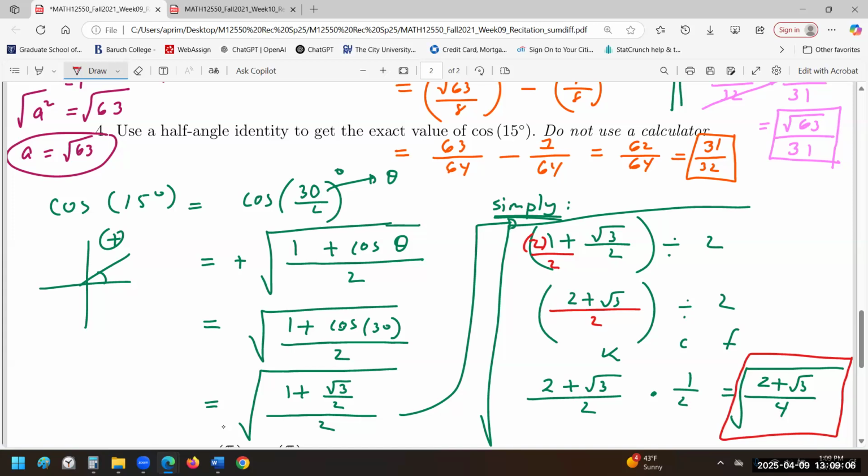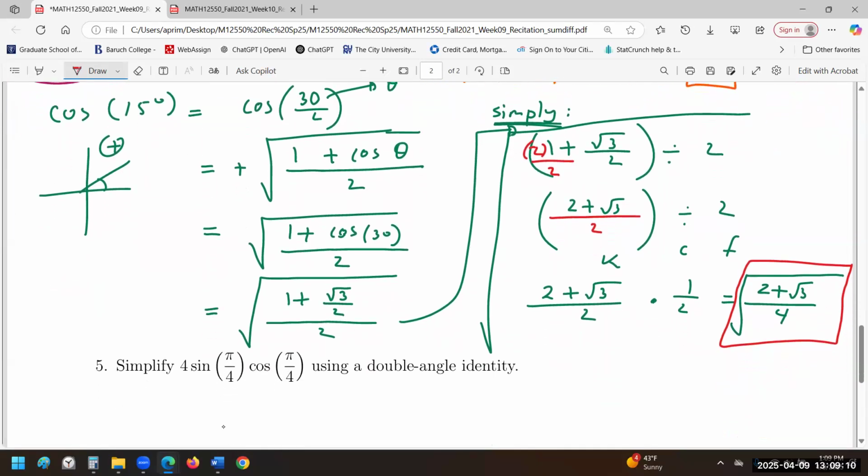Oh, and square root of 4 on the denominator becomes 2, right? Yeah. So we can do one more line. 2 plus square root of 3 divided by 2.